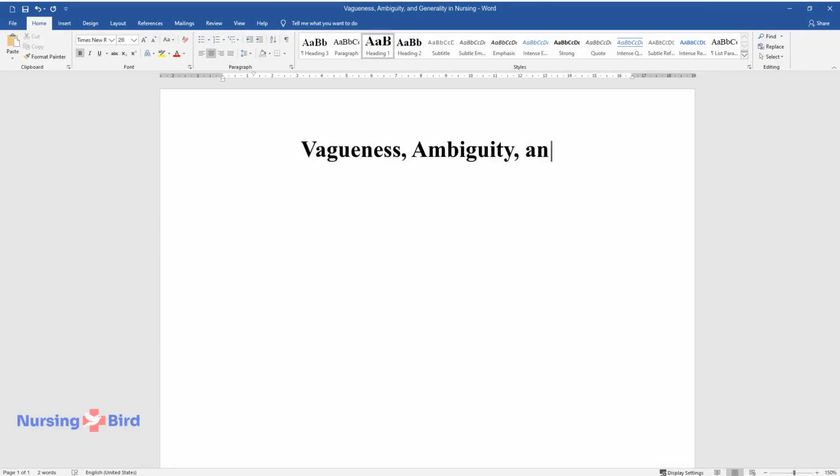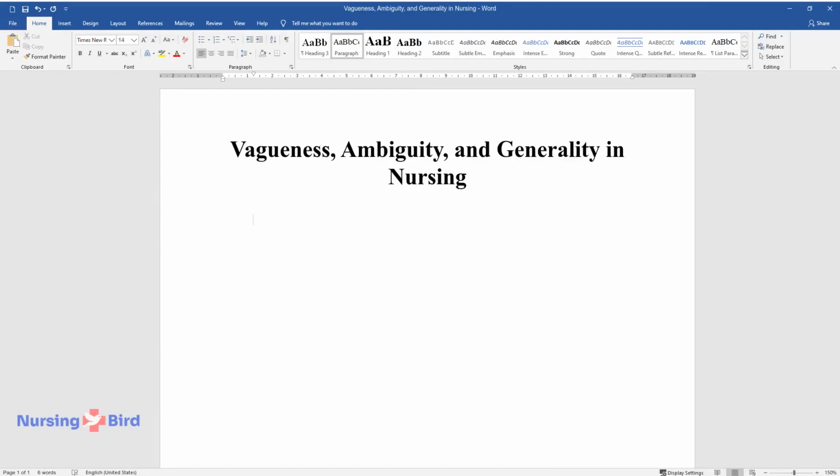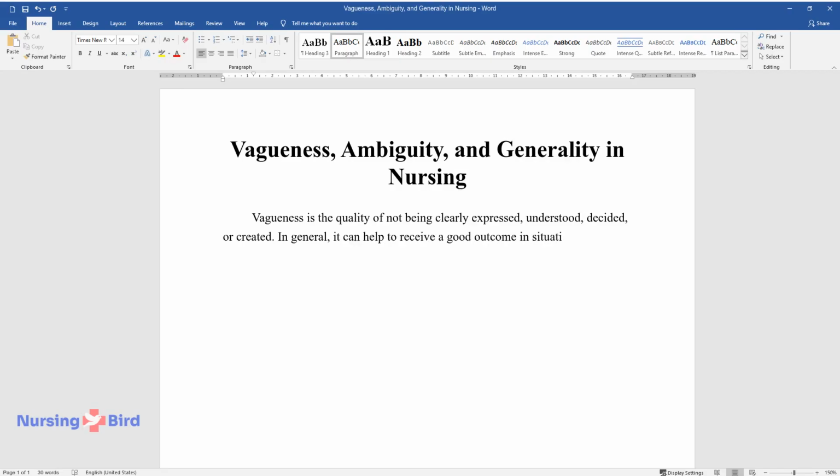Vagueness, ambiguity, and generality in nursing. Vagueness is the quality of not being clearly expressed, understood, decided, or created. In general, it can help to receive a good outcome in situations where a patient is in bad condition, and vaguely explaining their state will save them from anxiety and stress.